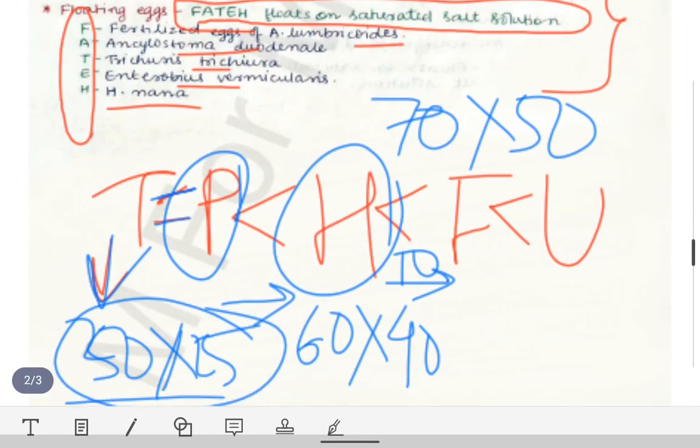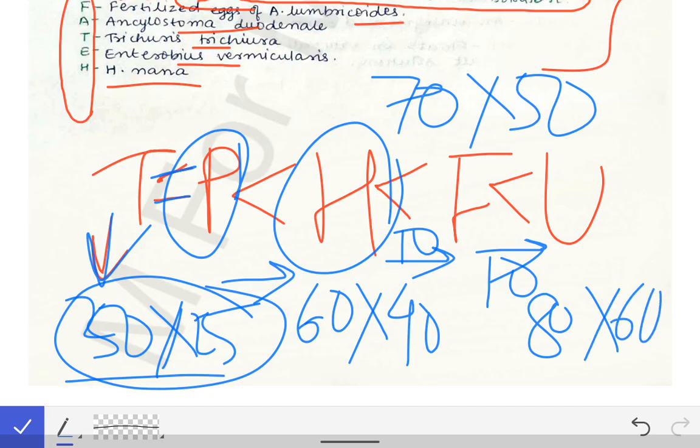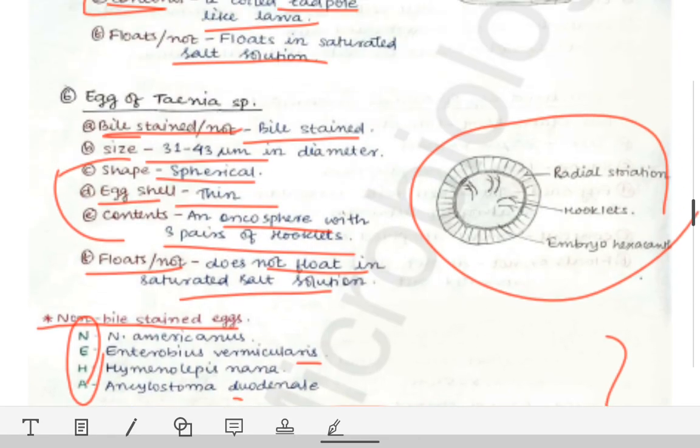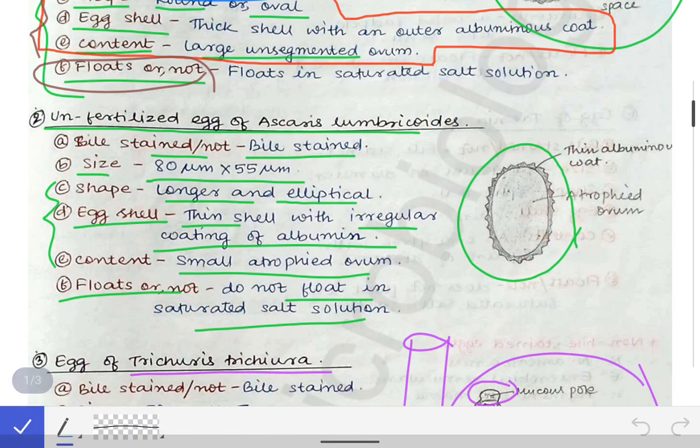Now come to the next egg. So next is the unfertilized egg of the Ascaris lumbricoides. Again increase by 10. So here it becomes 80 into 60. I'm sorry, 80 into 50 or 60. So let's see whether it matches or not. So here we see that it is 80 into 55. So there we come to 80 into 60. So that is quite close now. 80 into 55 to 60 micrometer.